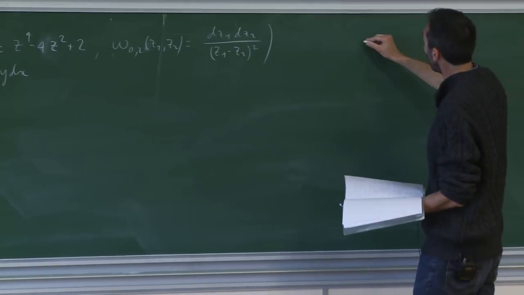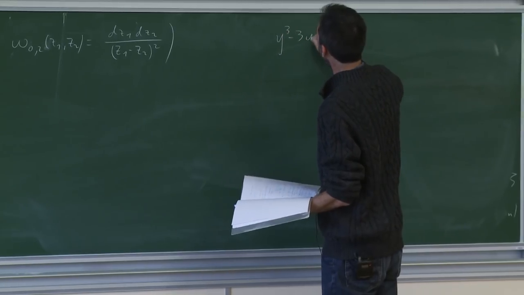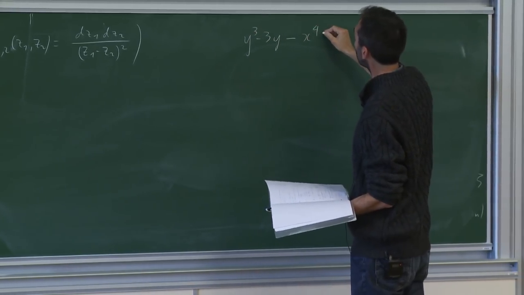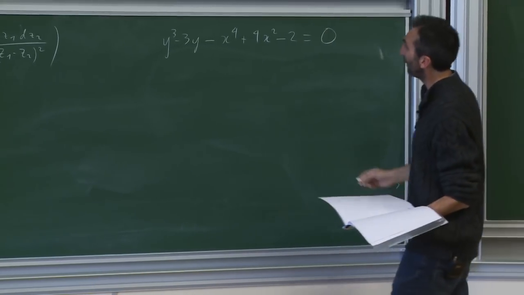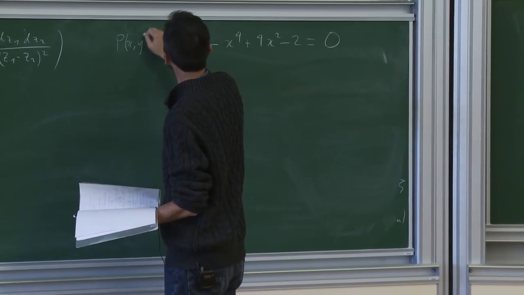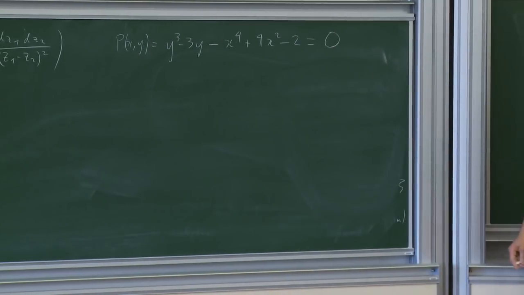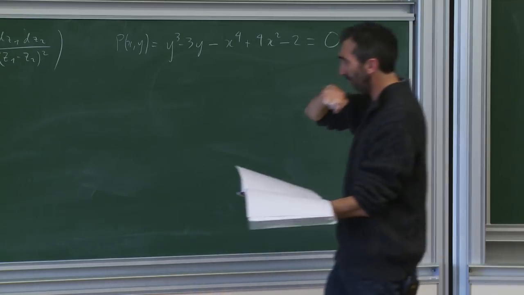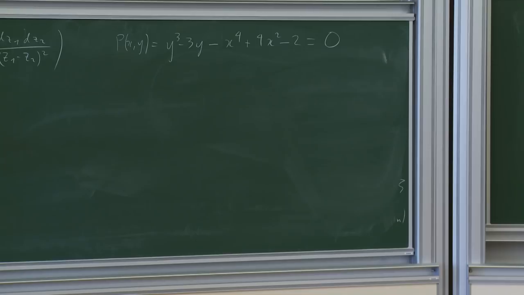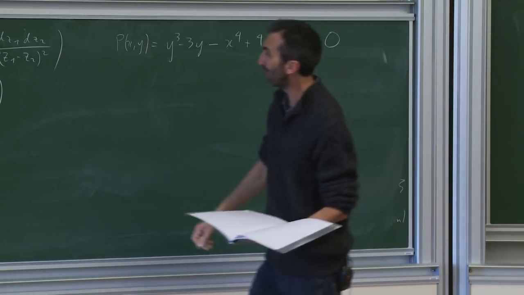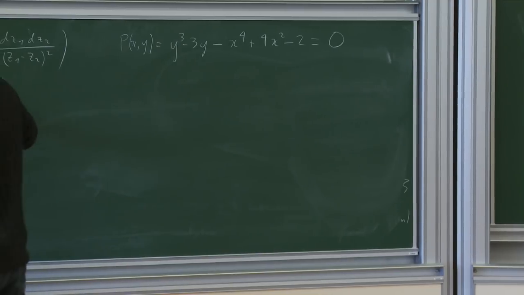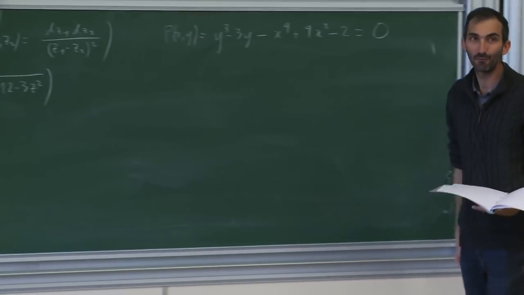They satisfy the equation y cubed minus 3y minus x to the 4 plus 4x squared minus 2 equals 0. So they satisfy a polynomial equation, P of x, y. So there are two branch points. And if you want to compute sigma a of z, it can be written explicitly as minus z plus a times the square root of 12 minus 3z squared. So you have two involutions, sigma plus and sigma minus, that correspond to choosing different branches of a square root.